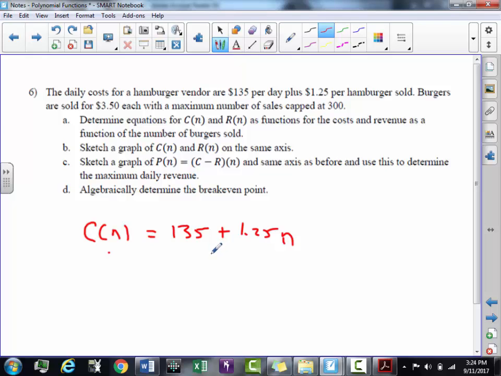Okay. Now, when I have cost, is that actually a good thing to me? No. Okay, this is negative in a way, right? This is bad. Now, the good news is that I make revenue. The way that I make revenue is that I charge $3.50 a hamburger. How do I write that equation?